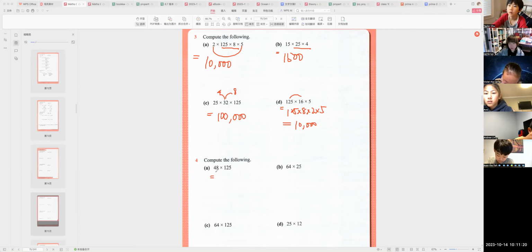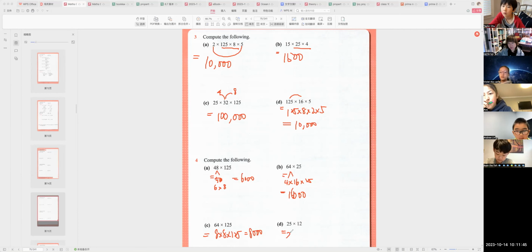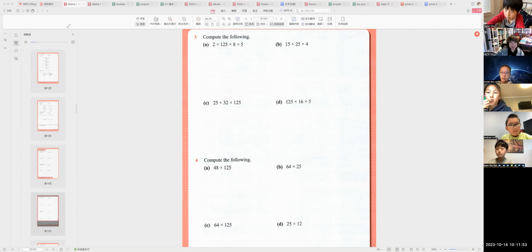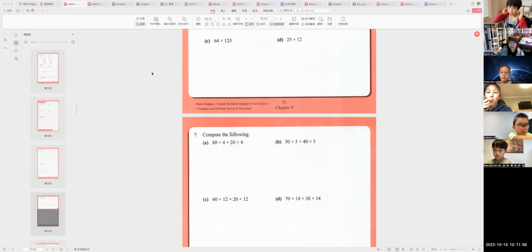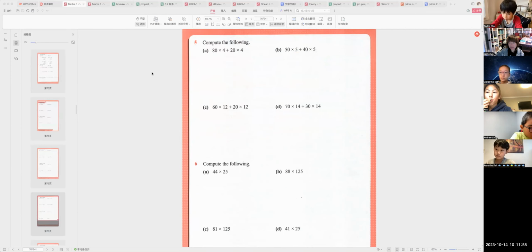Okay, 48 times 125. So 6 times 8, so it's 6,000. And this one is what? 4 times what? 16 times 25 equals 1,600. And this one is 8 times 125 equals 8,000. And the last one is 25 times 4 times 3 equals 300. Okay, very good. Understand, everybody? Good job. Leo, you're doing really fast, okay? Very good. Okay, so now let's take a look at the last set, okay? Last set.